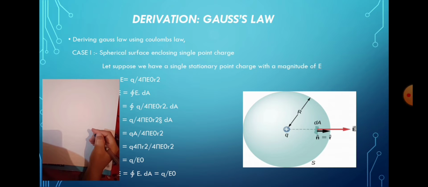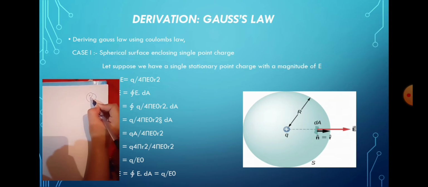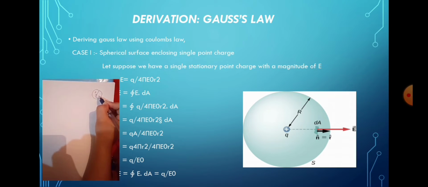Deriving Gauss law using Coulomb's law. There are two cases. Case 1, spherical surface enclosing a single point charge. Let us suppose we have a sphere with radius r and a positive charge Q, and suppose we have a single point charge with a magnitude of e. There is a small surface called Gaussian surface dA.